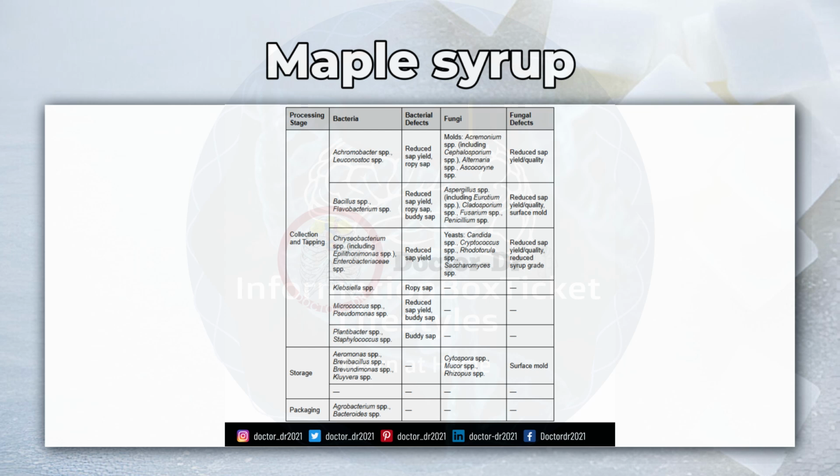During storage, bacteria such as Aeromonas species, Brevibacillus species, Brevundimonas species, and Cloivera species can contaminate the sap. Fungi like Cytospora species, Mucor species, and Rhizopus species can cause surface mold. In the packaging stage, bacterial contaminants may include Agrobacterium species and Bacteroides species.